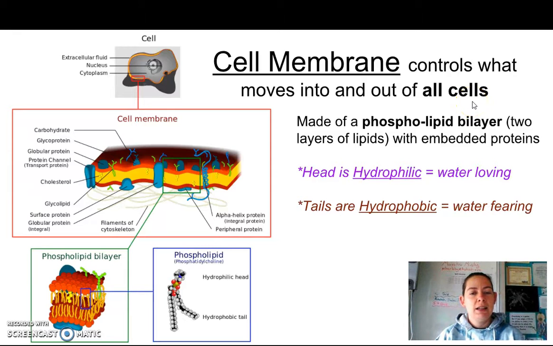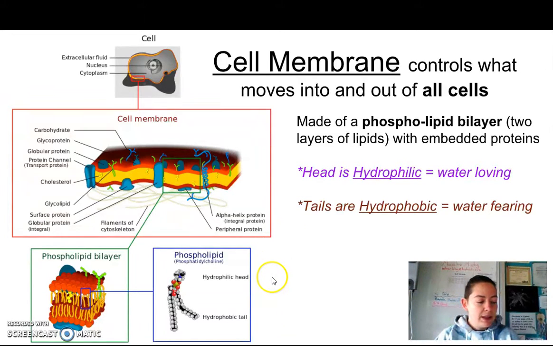So its job is maintaining homeostasis. Remember, the cell wants to maintain a stable internal environment. And the cell membrane is how that happens, so it can decide what it needs to come in and what it needs to get out.